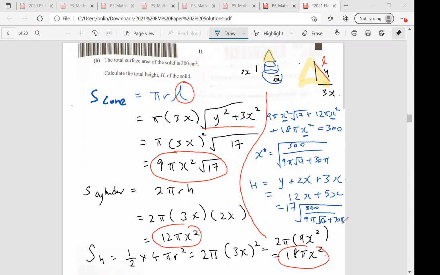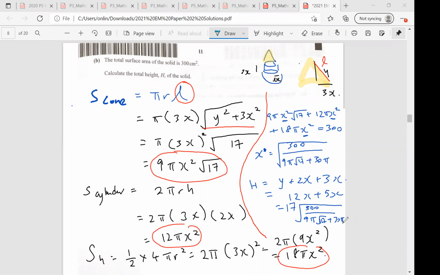So next question: maybe some students might be a bit confused, like where do I get my y plus 2x plus 3x? So the y plus 2x plus 3x actually belongs on top, when we find the h for the Pythagoras theorem.